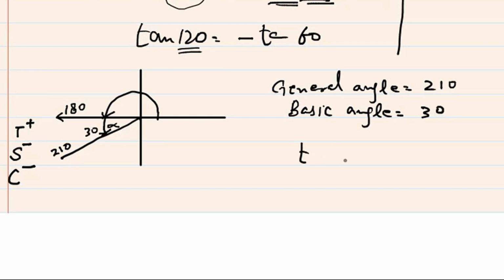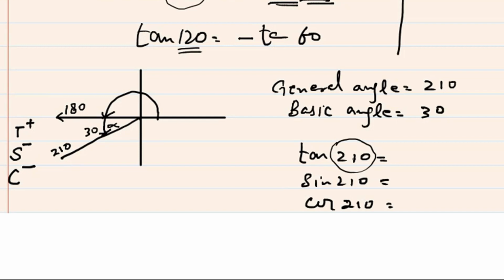So we will find tan of 210, sine of 210 and cos of 210. If you use the formula, this is how you attempt. You'll think about the given general angle 210, and 210's basic angle is 30. Then you write 30 with tan, 30 with sine, and 30 with cos: tan 30, sine 30, cos 30.